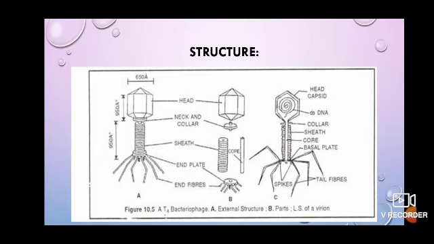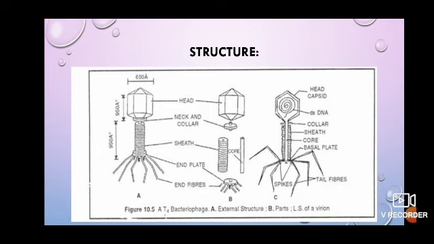The tail has an inner hollow tube, like our tube light, called the core. Upon that tube there is a contractile sheath. Surrounding the tube or core is a contractile sheath which consists of 24 annular rings. So in the contractile tail sheath, there are 24 rings.